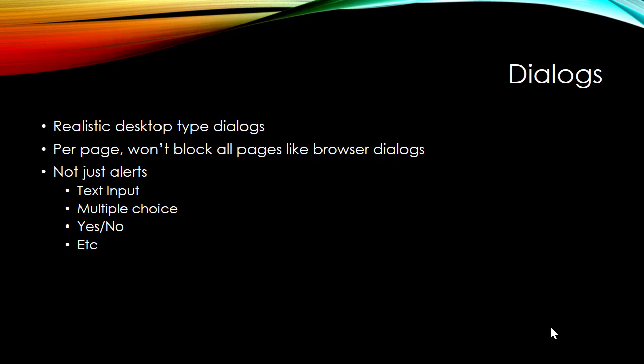So, dialogs. Some of the other features in IntraWeb 17 would be realistic desktop-type dialogs. There are the old JavaScript alert ones, but the problem is they tend to block all pages in the browser. If any page pops up a dialog, in most of the browsers, it blocks all the pages within that browser. And sometimes they even end up behind the browser and users don't know to bring them to the front. They're basically really problematic.